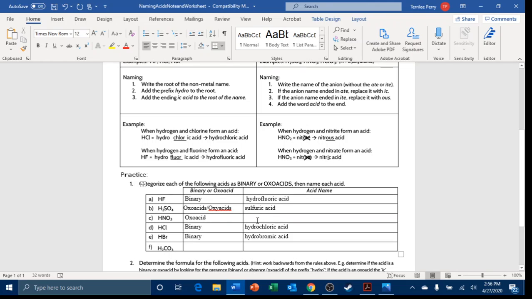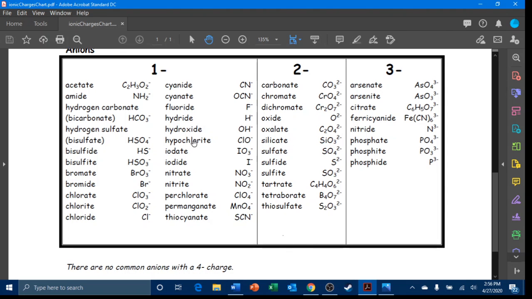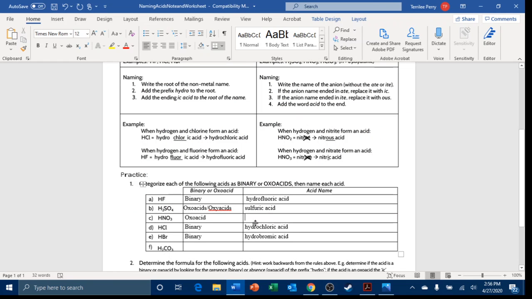And you're going to look at NO3, and that's going to be over here somewhere. NO3 is nitrate, right there. You see it. Okay, nitrate is NO3. All right, so we're going to go back over here. Because it's nitrate, you're going to go to ic. ate goes to ic. So it's going to be nitric acid.